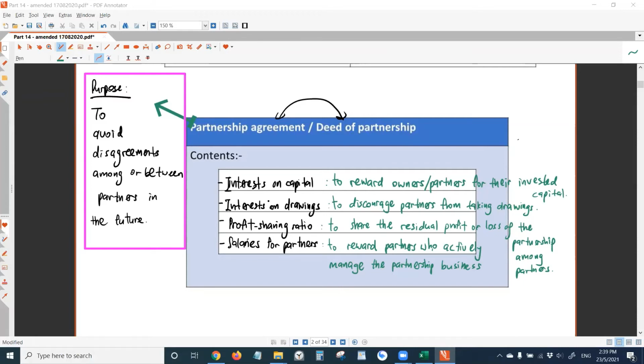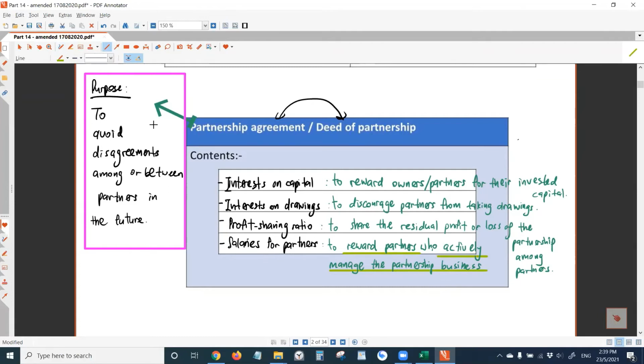For these partners who are hardworkingly taking the time to manage the business, they get extra reward known as salaries. That's the reason I've written here for you: reward partners who actively manage the partnership business. Partners who have time and would like to actively manage the business get salaries. Those who only contribute money don't get salaries. That's salaries for partners.